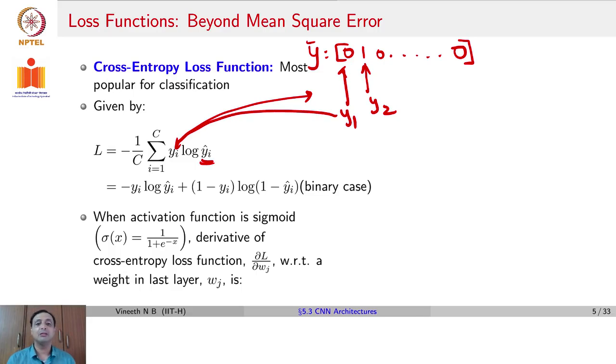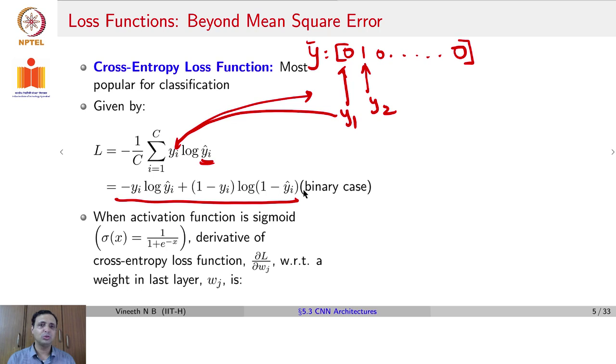And yi hat is the score in the output layer of the neural network. In the binary case, this simplifies to minus yi log yi hat plus 1 minus yi, which is going to be the score. For example, when you use a sigmoid, you'll have only one score that comes out of a neural network, and 1 minus yi will be the score for the negative class. So this is how cross entropy simplifies for a binary classification setting.